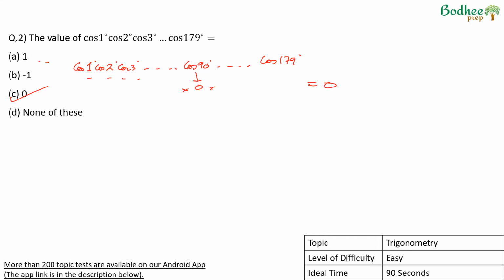Easy question. All we have to do is spot cos 90. In a product, one of the values is 0. So the overall product will also be 0. Not more than a minute to solve.